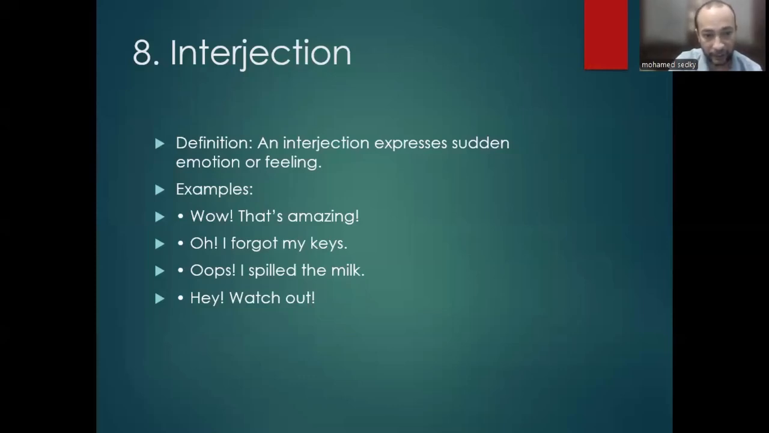The second example, oh, I forgot my keys. So here it refers to a sudden action that happened. The next example, oops, I spilled the milk. Again, that's a sudden action that happened. So it's expressing the feeling of the speaker towards the action that's taking place.